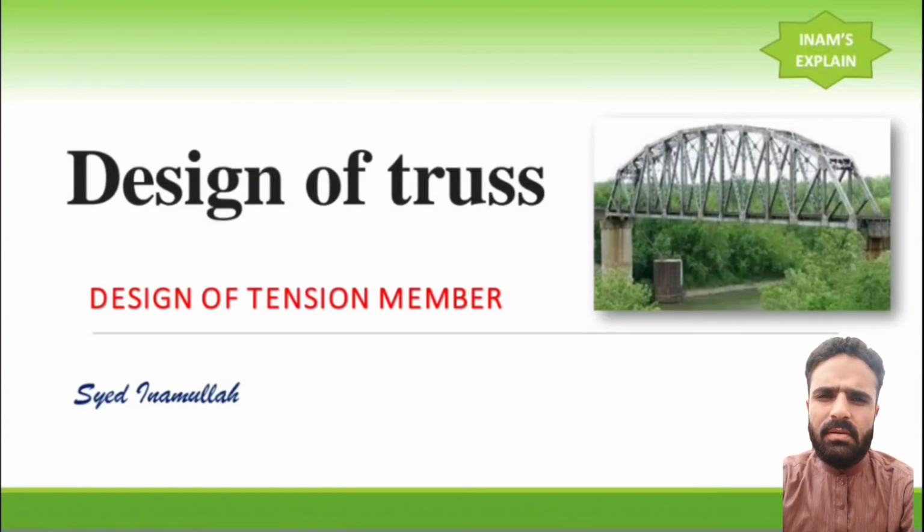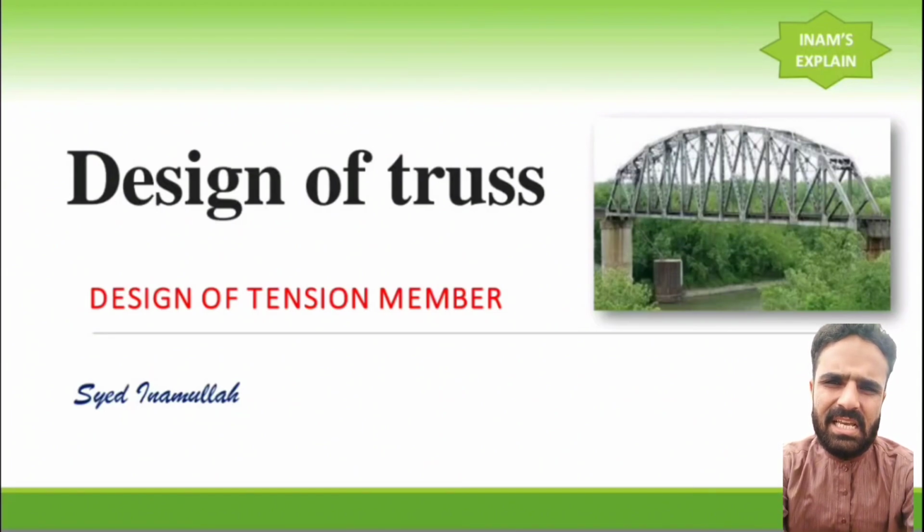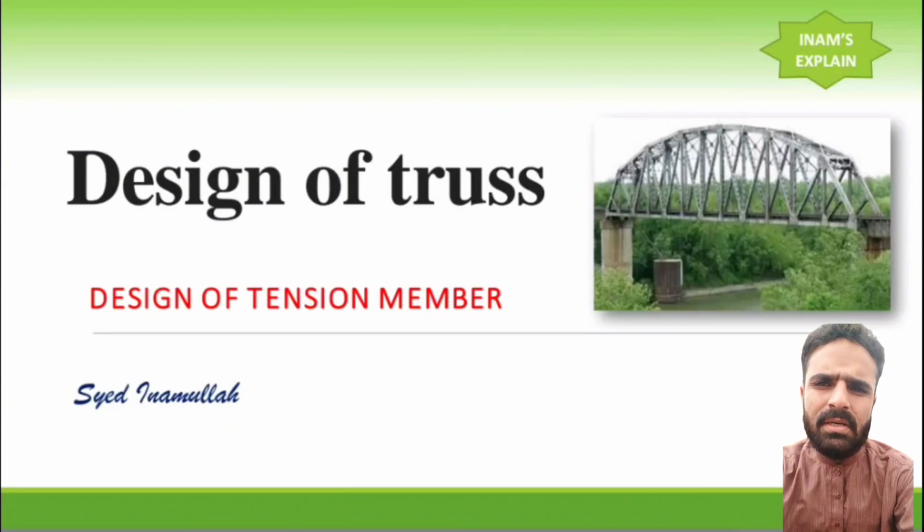Truss bridges, buildings, and even your bicycle frame all rely on the strength and efficiency of trusses in tension. Today we will delve into the world of truss design, focusing on how these structures handle tension forces. Our focus today lies specifically on trusses experiencing tension forces. Understanding how these members behave under tension is crucial for ensuring overall structural integrity.